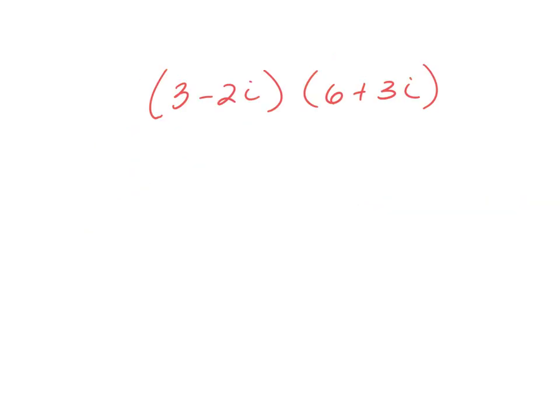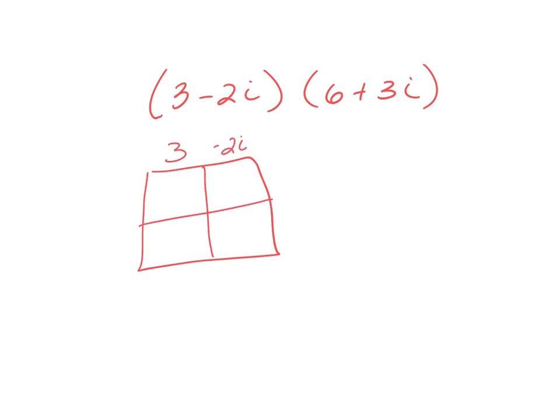So here we're going to FOIL. And if you like the box method, you can use the box method here. You would just make a little box, a 2 by 2. And you put a 6 and a 3i. 6 times 3 is 18. 6 times -2i is -12i. 3 times 3i is 9i. And negative 2i times 3i is negative 6i squared.